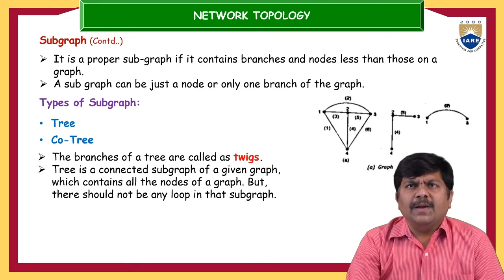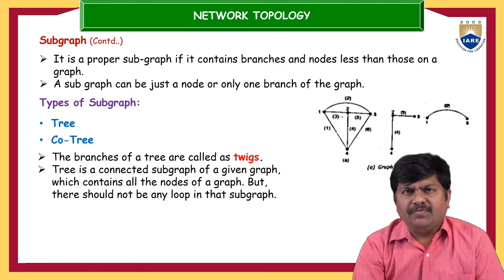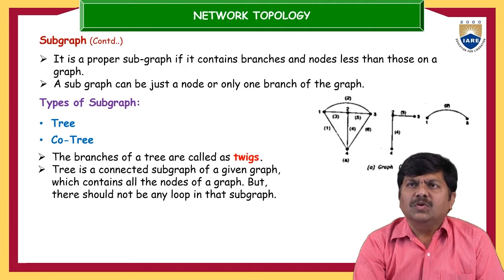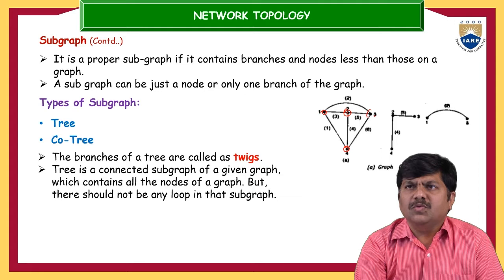So it is a proper subgraph if it contains branches and nodes less than those on a graph. Suppose you are seeing this orientation. Already we know the procedure to develop the graph from the electrical circuit, so this graph is directly given here. Node 1, node 2, node 3 and node 4. This is node 4, this is node 1, this is node 2 and this is node 3.